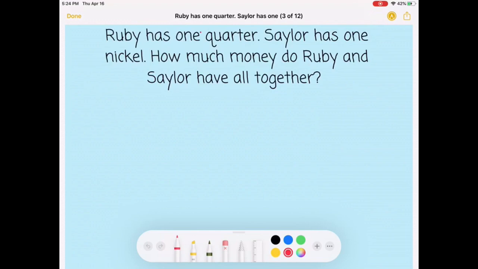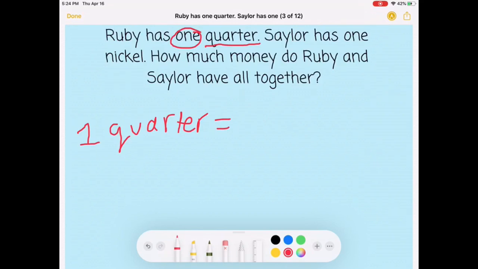Ruby has 1 quarter. I circled the number 1 because it's a number, and quarter because I know that 1 quarter is equal to 25 cents. And I think I'm going to need that information to solve the problem.